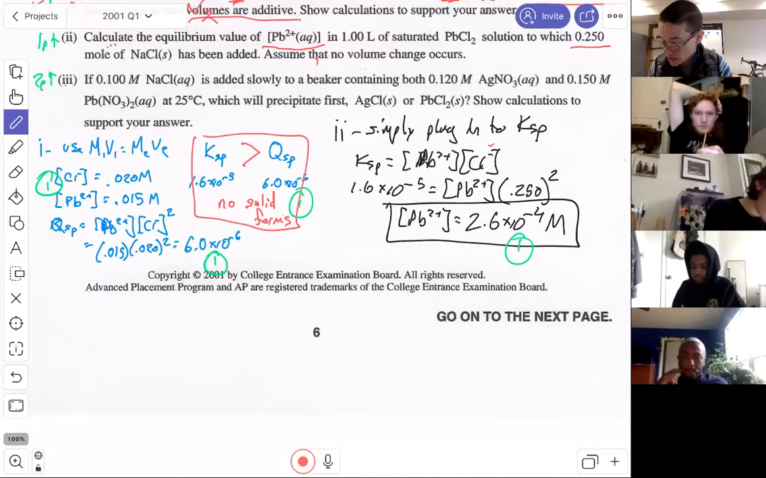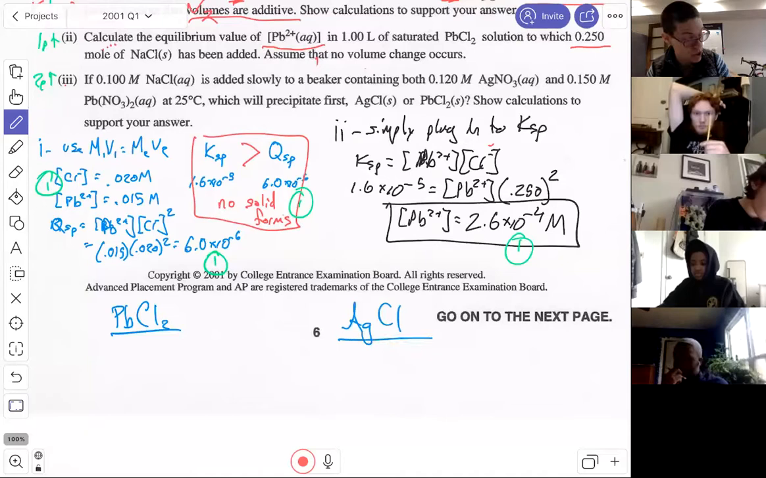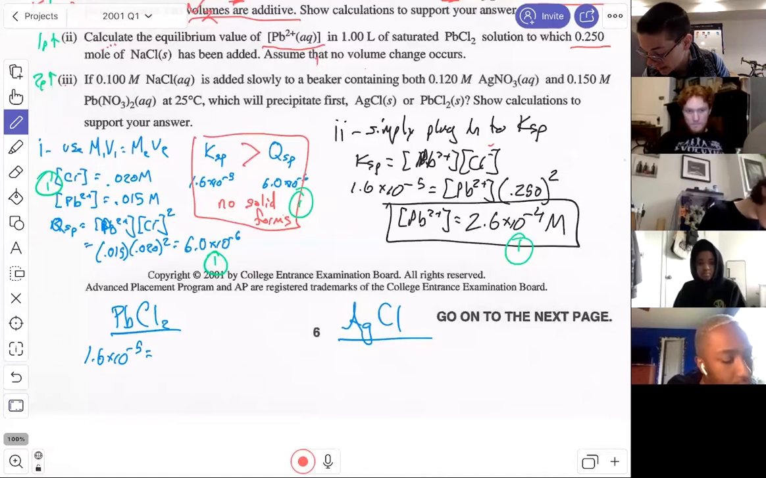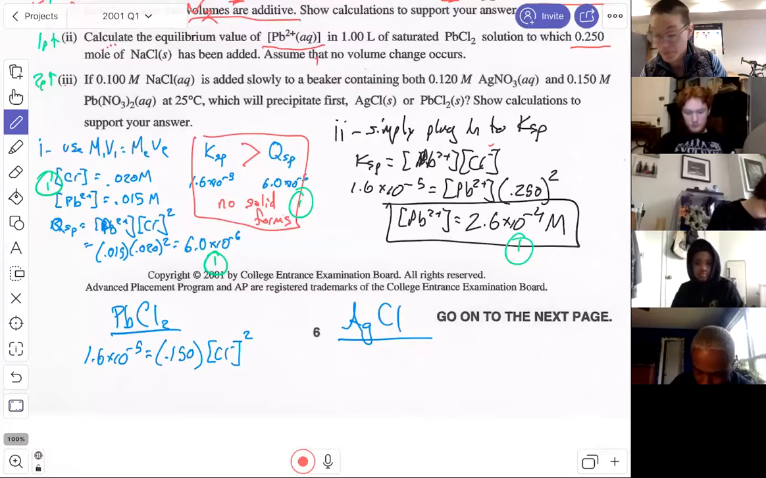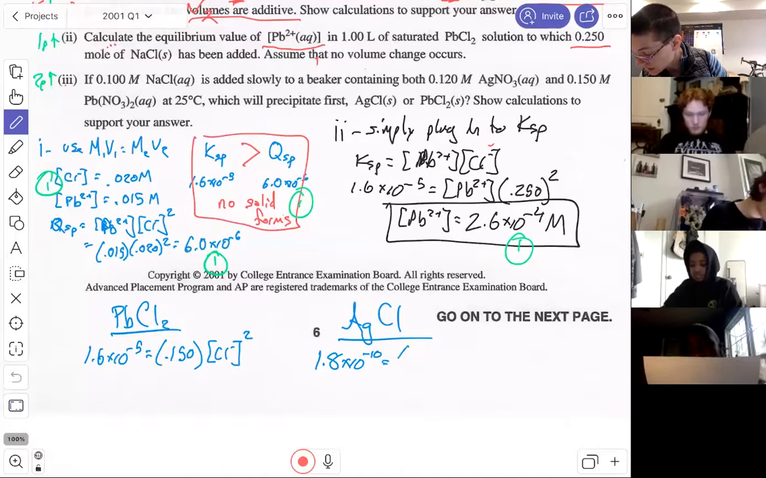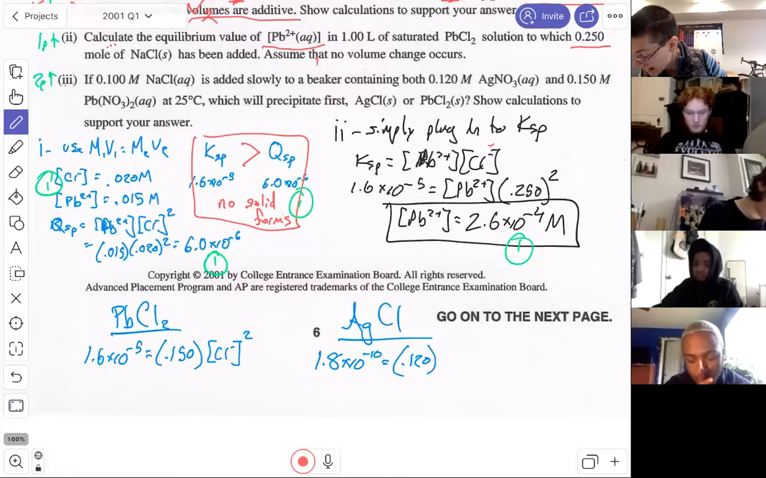So the way to look at it is to do a side-by-side comparison, PbCl2 and the AgCl. For both of them, you have the KSP, right? So the PbCl2, that KSP value is 1.6 times 10 to the negative fifth. And I know my concentration of lead here is 0.150. What I don't know is how much chloride is required to make that solid. And likewise on the AgCl, I've got the KSP value from the top, 1.8 times 10 to the negative 10. And I've got a concentration of the Ag, which is 0.120. And I don't know how much chloride is needed to make a precipitate there.